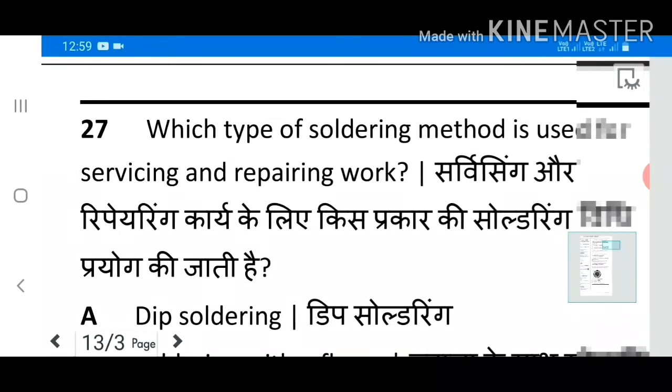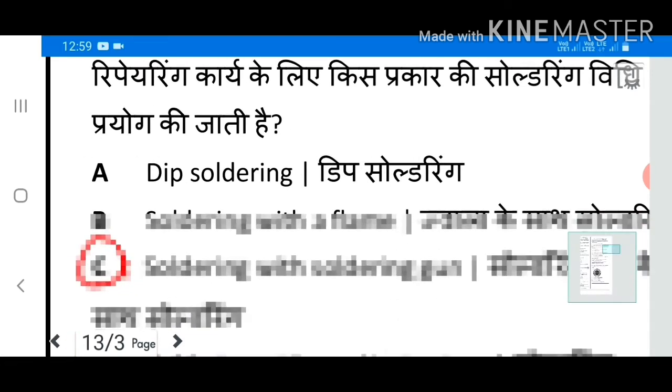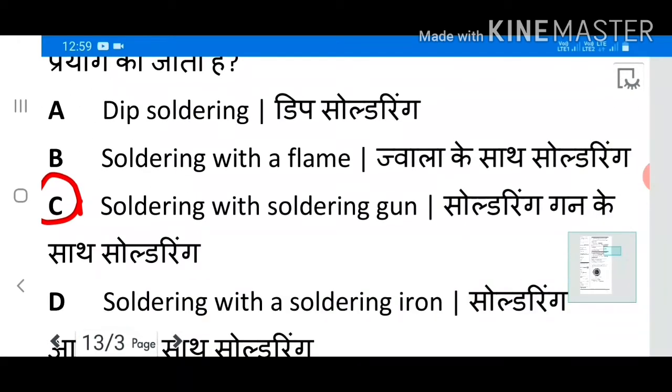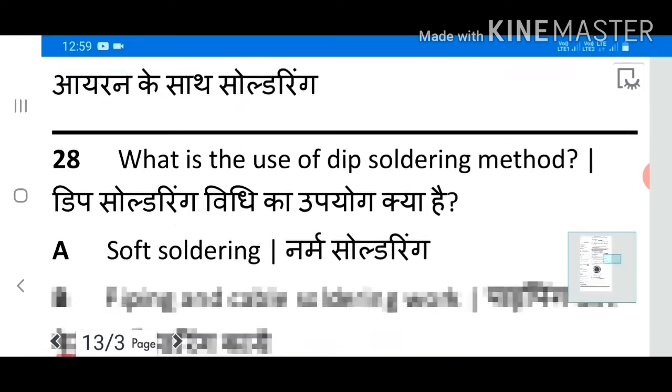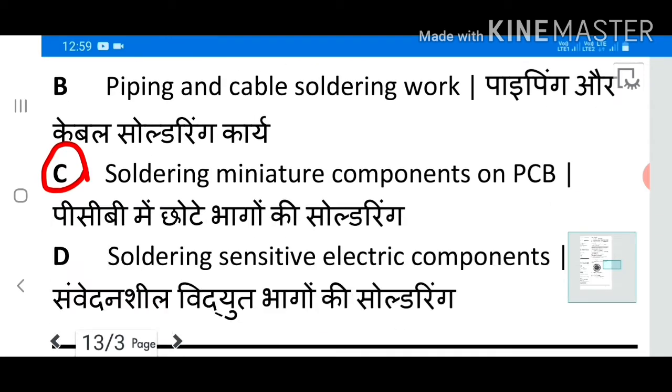27. Which type of soldering method is used for servicing and repairing work? Answer soldering with soldering gun. 28. What is the use of dip soldering method? Answer C. Soldering miniature components on PCB.